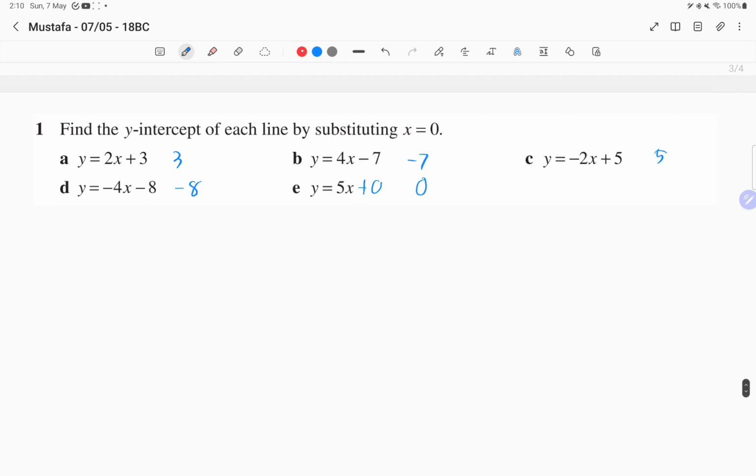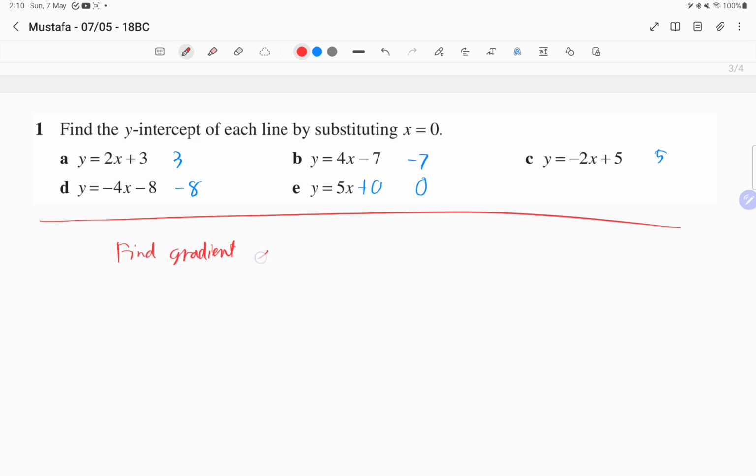Now, the question that I saw in your homework looks something like this. Find the gradient and y-intercept of y equals 4x plus 2 over 3, for example. How do you find them? Generally, to find the gradient, you need to find 2 points and then do rise over run, but it could be a little tricky in this situation. However, if you can convert it into y equals mx plus c, you can read the gradient and the intercept straight away. But how do we do it for this question?